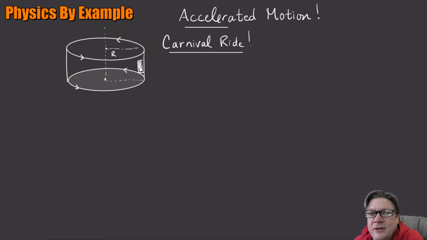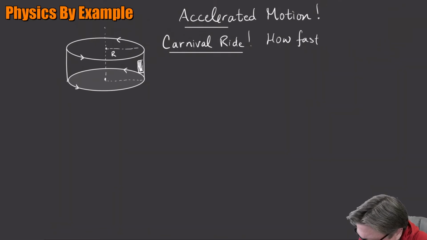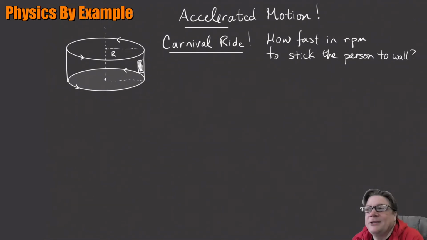So this is a good example of tying a number of things together that we've already done. Let's see how we would treat this. How would something stick to the wall if this thing were rotating? What's the rate of rotation? Let's figure that out. In RPMs, how fast does the drum have to rotate to stick the person to the wall? Okay, let's figure that out.